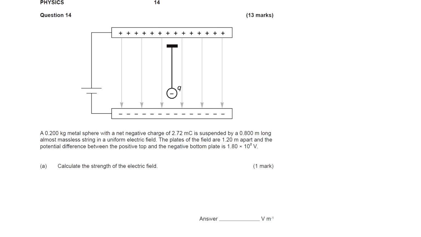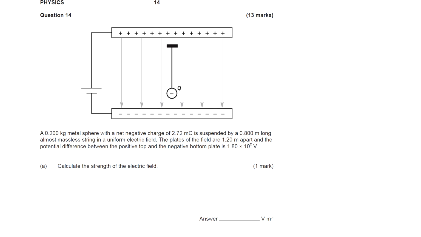Here's the diagram. So we have two parallel plates here, one charged positive, one charged negative. And between the two plates, we appear to have some kind of ball there. A 0.200 kilogram metal sphere with a net negative charge of 2.72 millicoulombs is suspended by a 0.8 meter long, almost massless string in a uniform electric field. The plates of the field are 1.2 meters apart, and the potential difference between the positive top and the negative bottom is 1.8 by 10 to the 2 volts. Firstly, calculate the strength of the electric field.